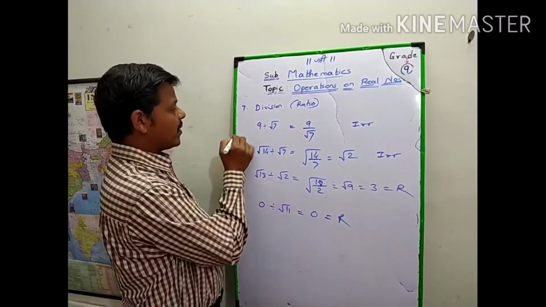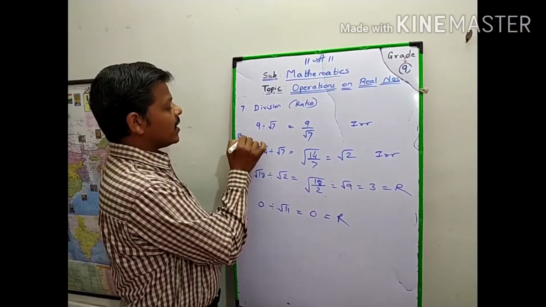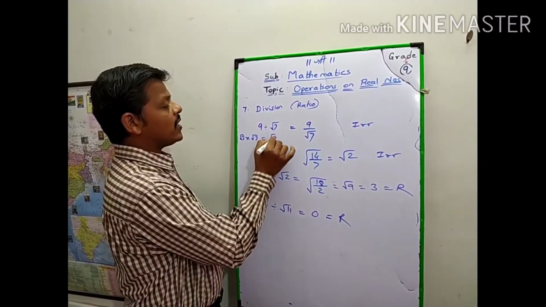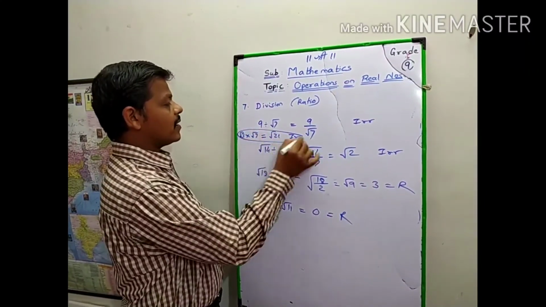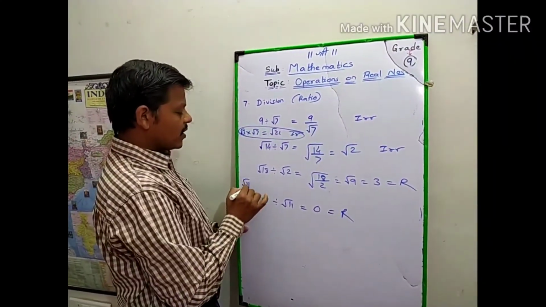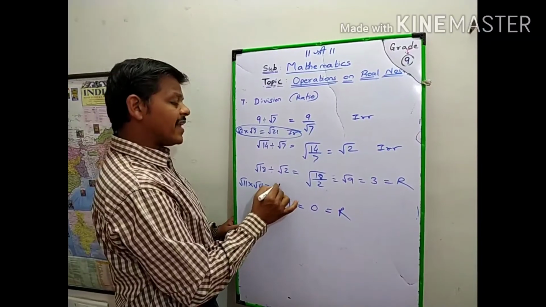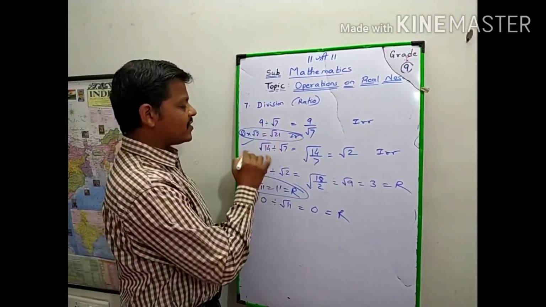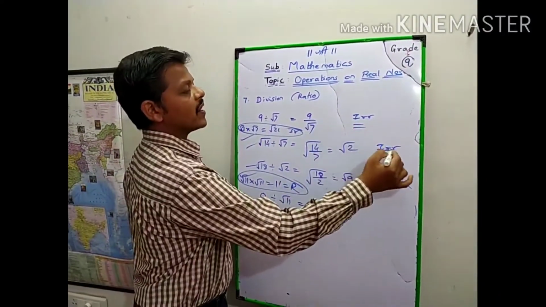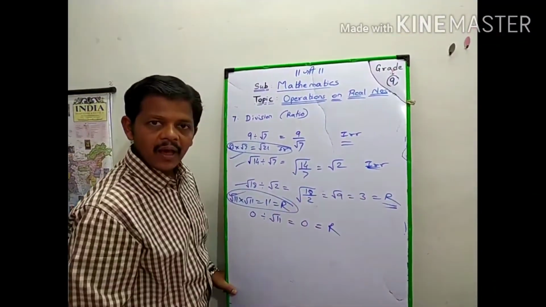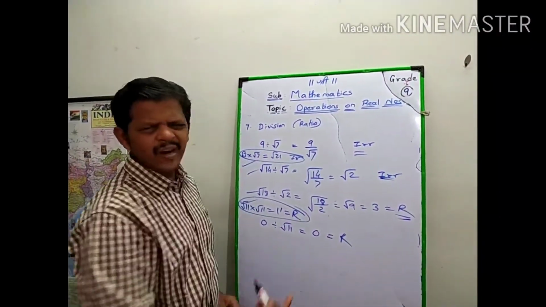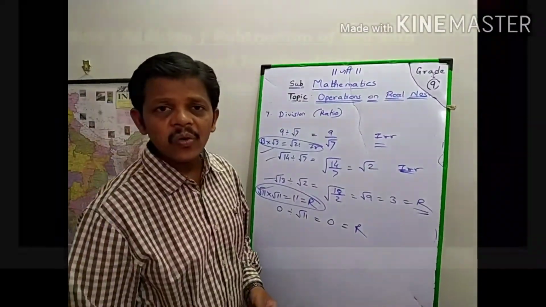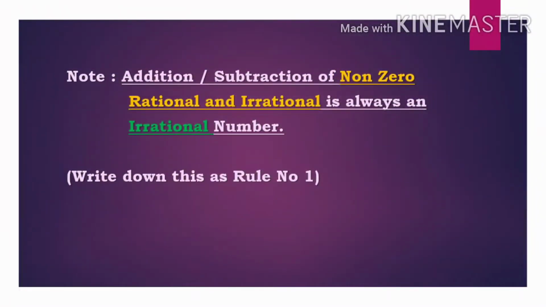If you remember, if it was root 3 into root 7, it was root 21, which was irrational. But root 11 into root 11 was 11, which was rational. So multiplication and division may sometimes be irrational, sometimes be rational. And then 0 divided by anything is 0. We again know this part very, very nicely.